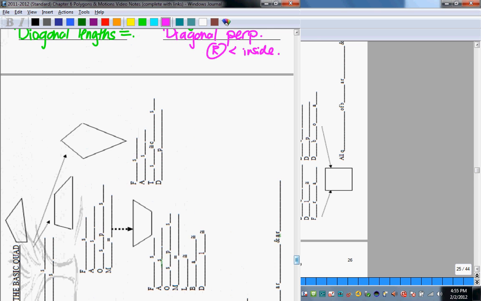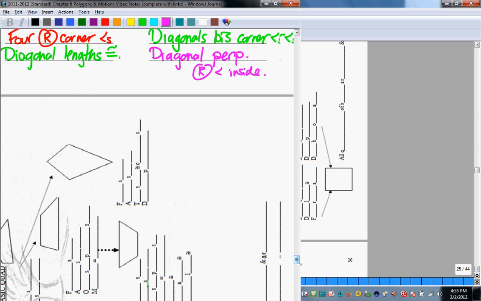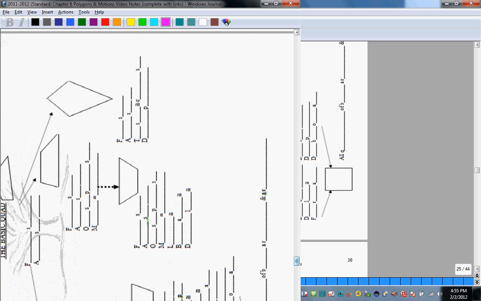So here's your quad family tree. In our quad family tree, we have the regular quad. This would be the parallelogram. And we already have these. It has 4 sides, angle sum 360. And then we have the OCD qualities.